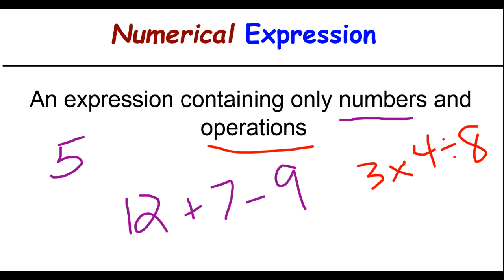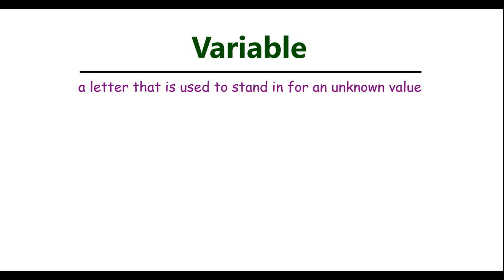And so we could do a lot with numerical expressions. We've worked with evaluating large, complicated expressions with the order of operations, but now we're going to make it a little bit more interesting and introduce this thing that we call a variable. And a variable is just the term we use to describe a letter used to stand in for an unknown value. So go ahead, pause the video, write this definition down, and come back when you're ready to move on.